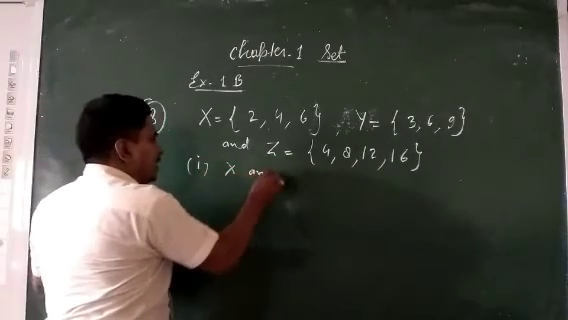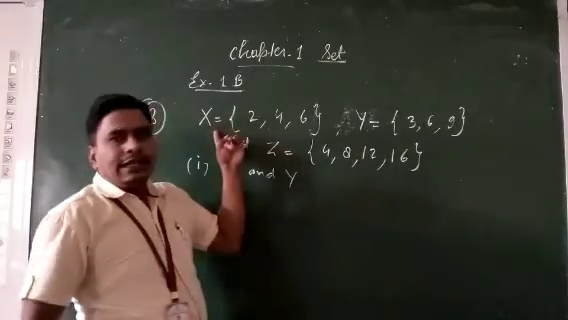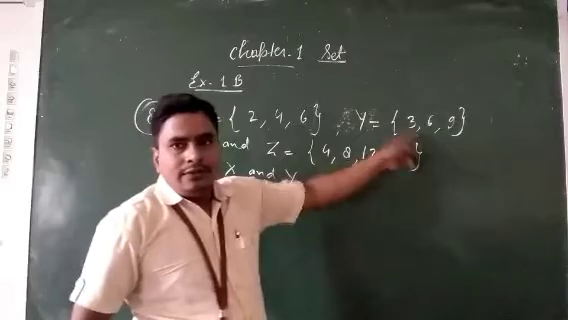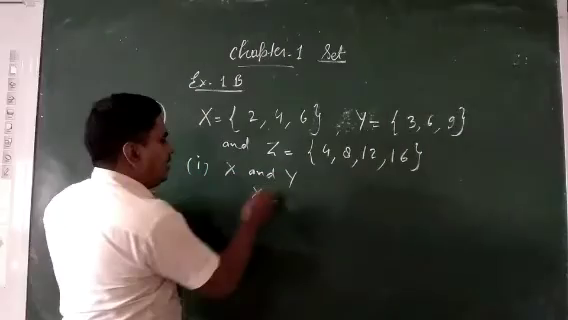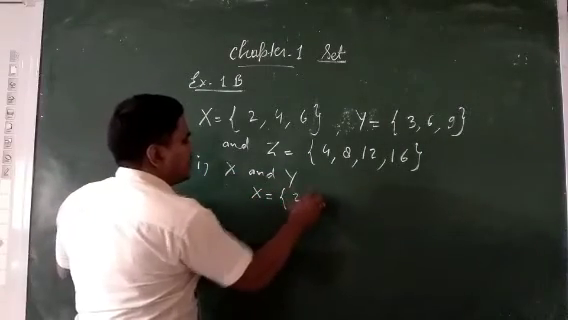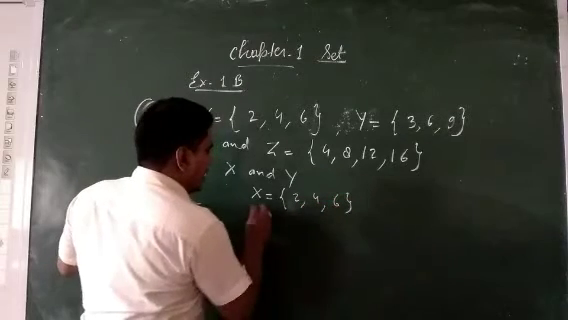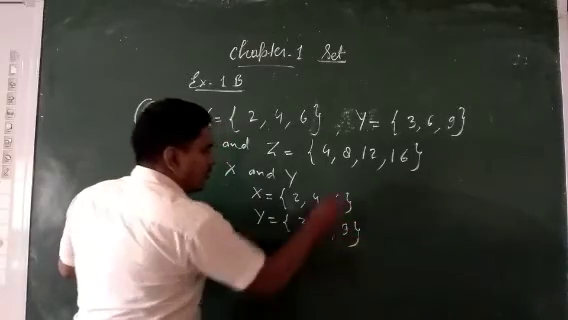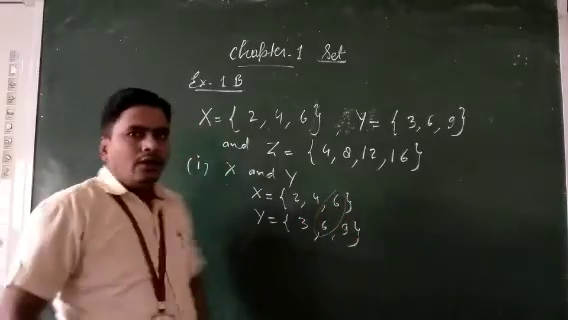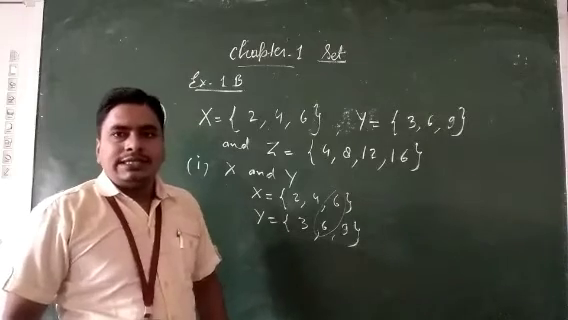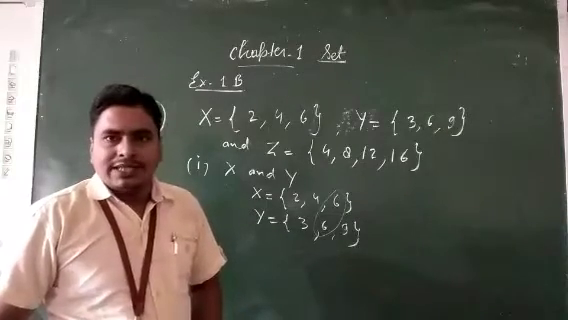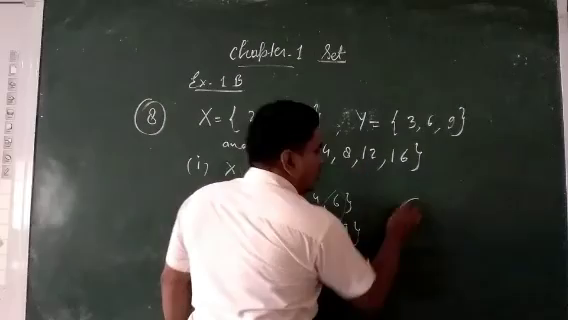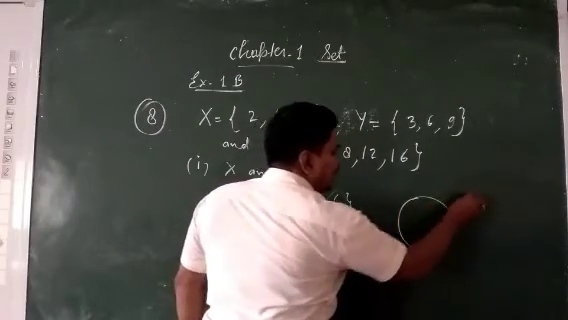Now first is X and Y. See here, the elements of set X and set Y. Is any element common? Elements of set X: 2, 4, 6. Elements of set Y: 3, 6, 9. One element is common here. It means it is an overlapping set. Now, how can we represent this by a Venn diagram?